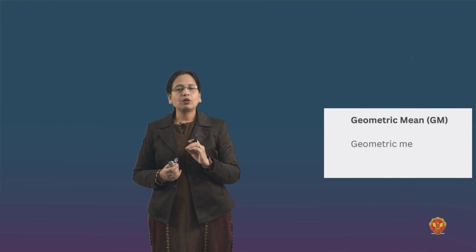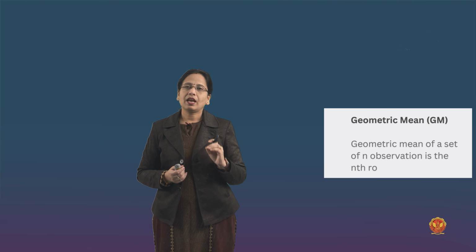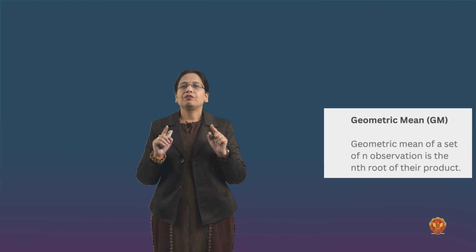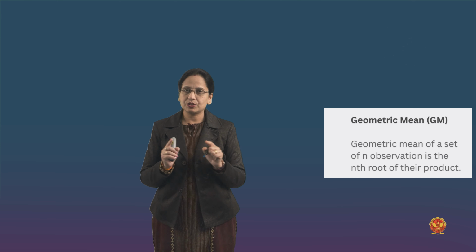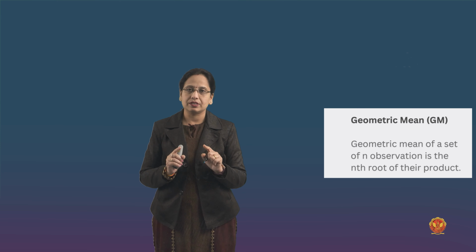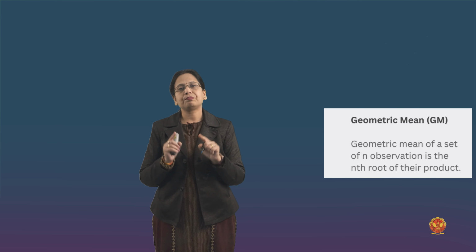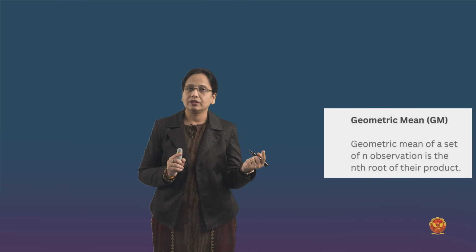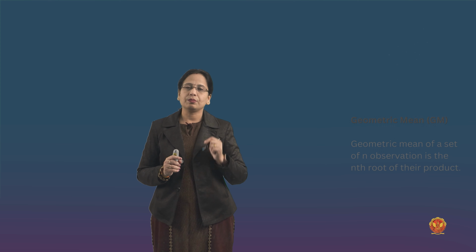Now come to the third type of mean which we have talked about, geometric mean. Geometric mean is, for a set of n observations, the nth root of their product. What I said was, when you have n observations, you find the product first. And once you have the product of those n observations, you find their nth root. That gives you the geometric mean.